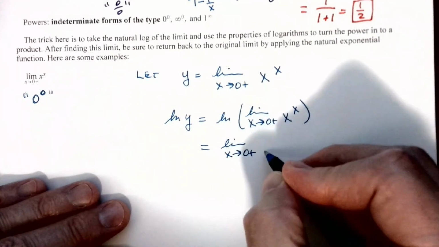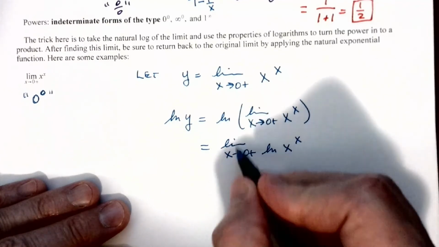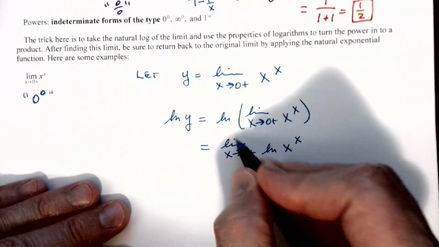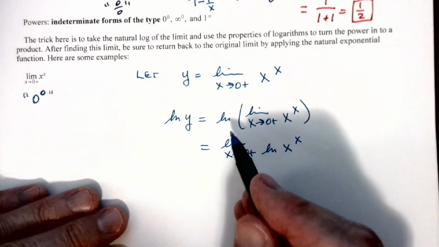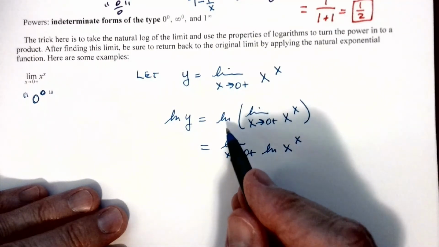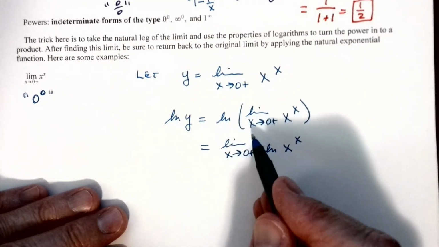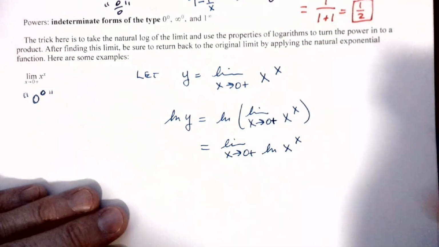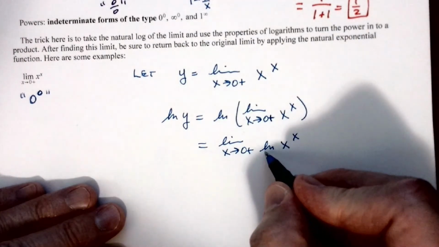And why can I do this? I'm essentially, going back up this way, pushing the limit inside the log function, or pulling it out. How can I do that? I can only do that for continuous functions. The natural log function is continuous on its domain, and what's its domain? Values of x greater than 0. And we'll take the limit as x approaches 0 from the positive side, so we're always greater than 0, so we can do that.